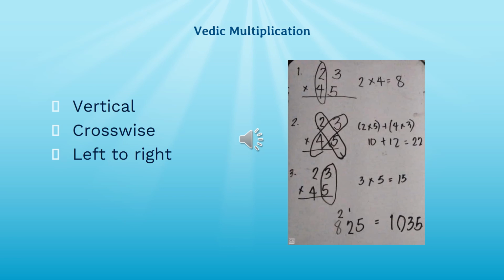Now, in doing this general method, which is to do the vertical, crosswise, and then the vertical again, we can also associate the correct values. I'll be showing that in the next example.